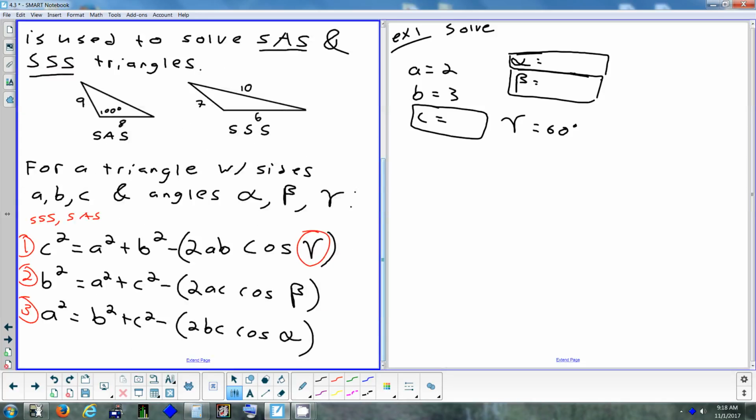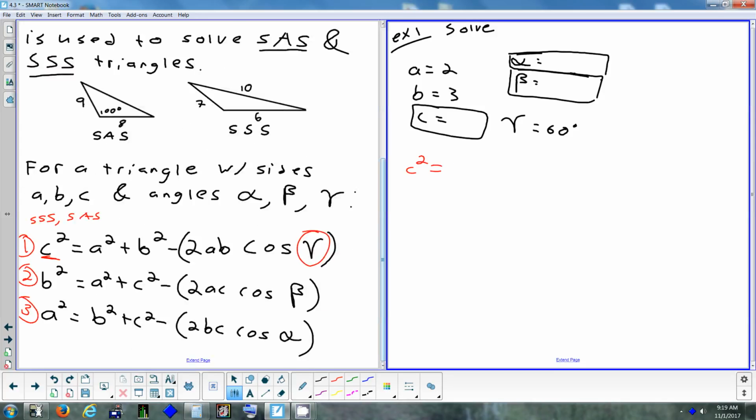Okay, I'm already missing C. So that's going to be an unknown. Nothing else that comes after it can be unknown. You can only have one unknown per equation. So you've got to use the one that has gamma. Okay. So let's fill it in and see what we get.